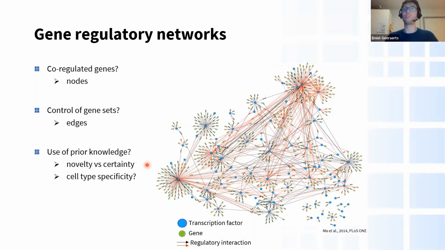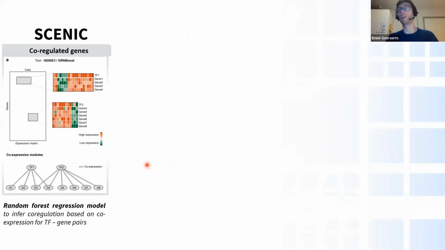In addition, something to take into account as well is that prior knowledge may not be generated for the biological system, so the species, the tissue, or the cell type that you, for your experiment, are looking at. So this is a very important caveat when creating, interpreting, and using these kind of gene regulatory networks. All right, this concludes the introduction. Now let's move to my favorite tool to do gene regulatory network analysis in single-cell sequencing.